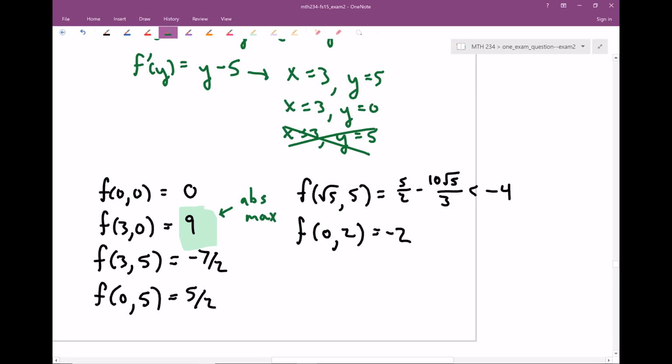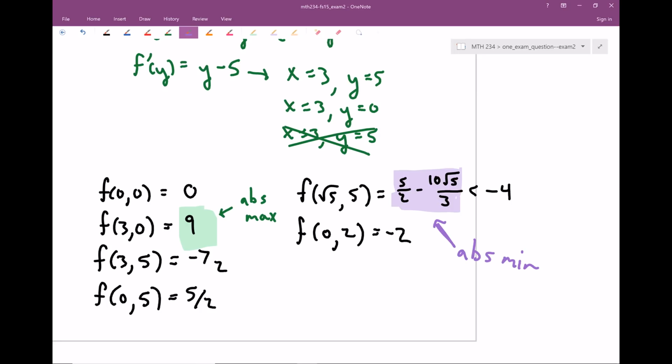Now for our absolute minimum, notice that we have two contenders. We have this negative 7 halves, which is pretty darn negative, around negative 3.5. And then we have this value, which we said is less than negative 4. So this value that's less than negative 4 is certainly going to win. This is the absolute minimum, abs min. It took a little bit, but 9 is the absolute maximum, and 5 halves minus 10 thirds times root 5 is the absolute minimum.